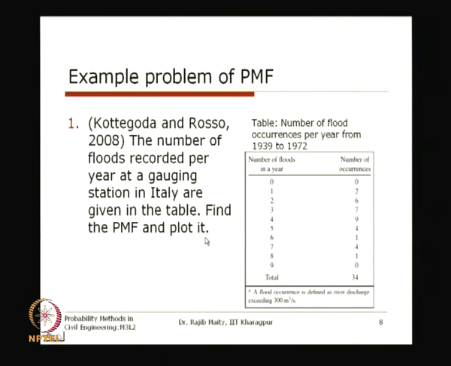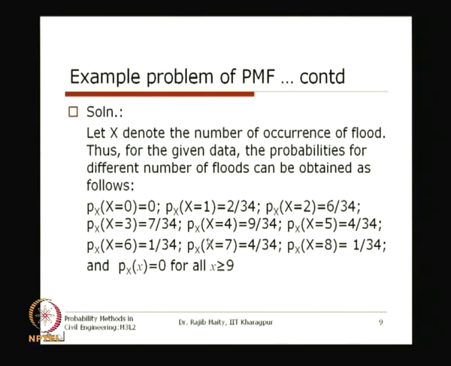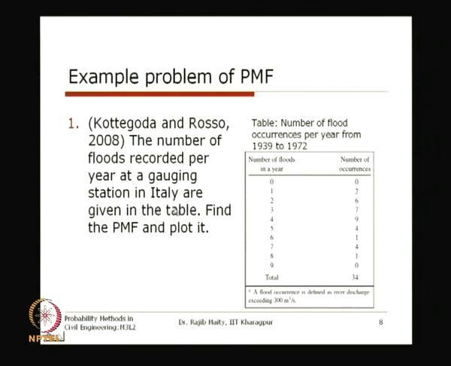So, while solving this problem, first of all we will define what random variable we are mentioning. Let X, the random variable, denote the number of occurrences of flood. Thus, for the given data, the probabilities of the different numbers of floods can be obtained as follows. P(X=0): the number of floods occurring is 0, no flood in a year, should be equal to 0, because from this table we see there is no such year where the number of floods is 0.